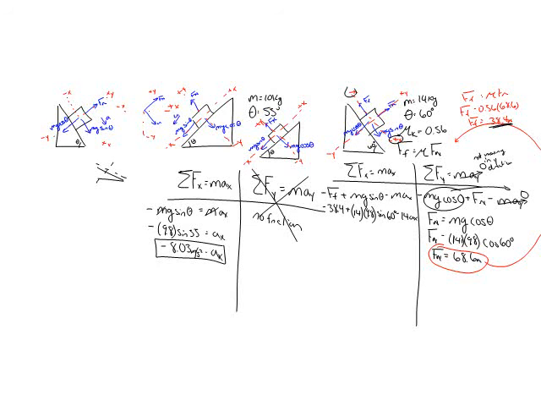You don't like plugging the numbers in? It's like the easiest part. And this a x, this x just means in the x direction. It's like a big A, a little x.